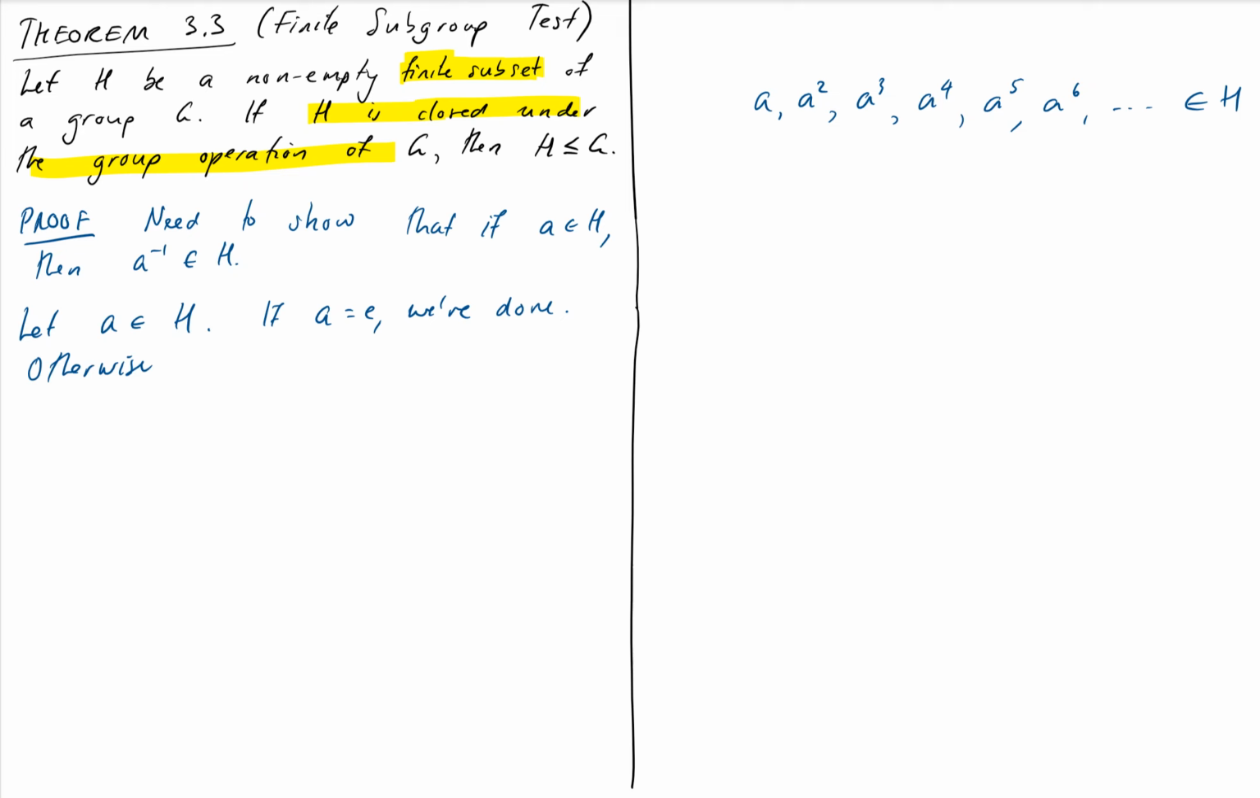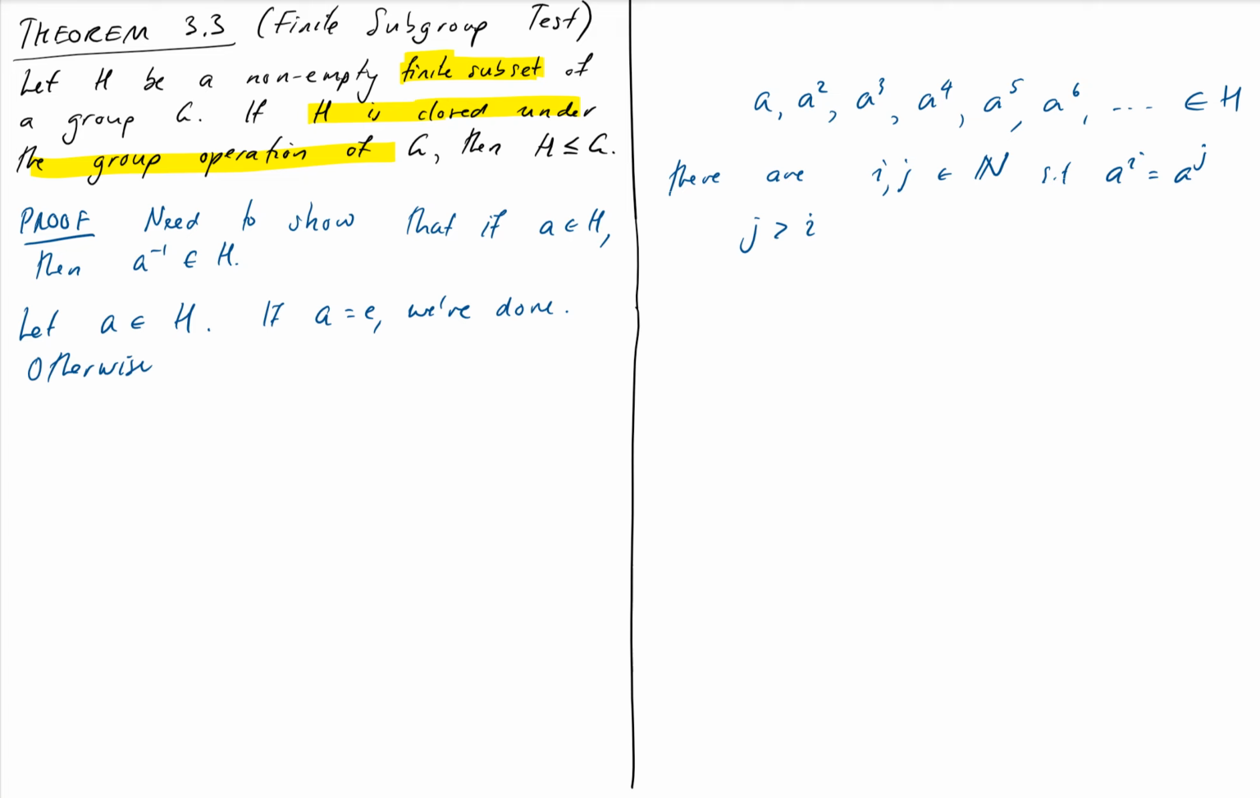So the way we can say that is there exist integers i and j. So there are integers i, j, positive ones, so again I'll use the natural numbers for that, such that a to the i equals a to the j. And we may as well have j being greater than i. No loss in generality in doing that.